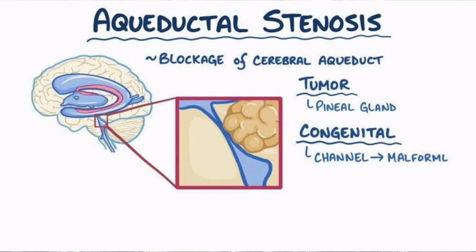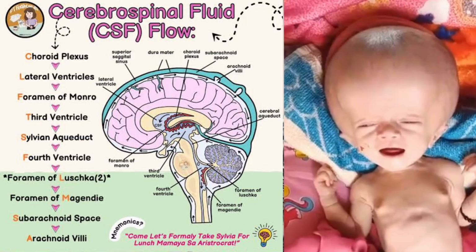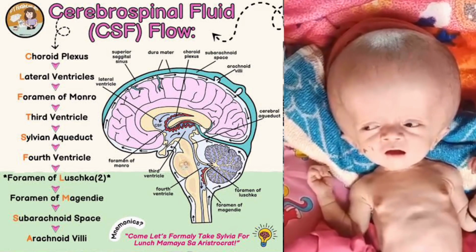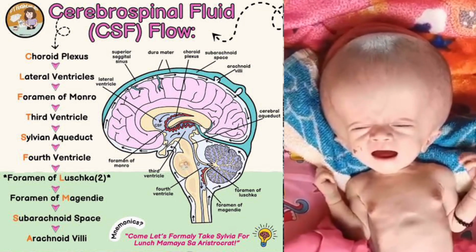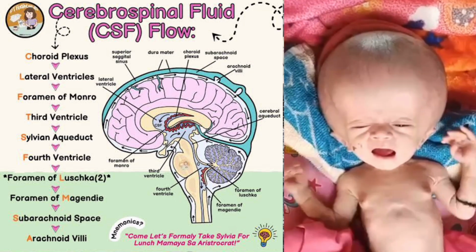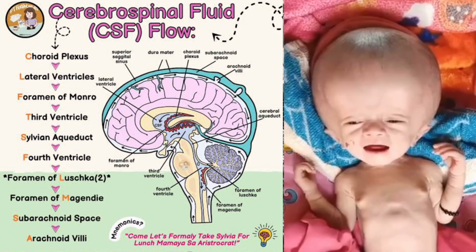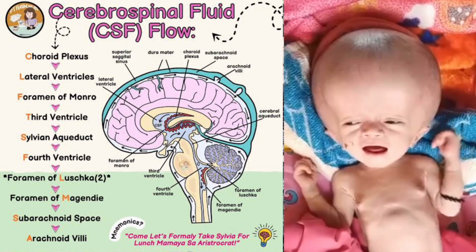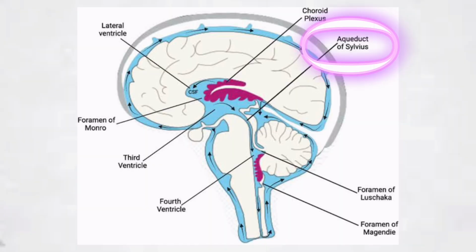Let's understand the most common cause of hydrocephalus, that is aqueductal stenosis. It is the most common cause of congenital hydrocephalus and the most common cause of fetal ventriculomegaly in ultrasonography. Let's understand the pathogenesis. Normally, the CSF flows from the lateral ventricle to the third ventricle to the fourth ventricle. Now, there is a stenosis in the junction between the third and fourth ventricle. That is called aqueductal stenosis.